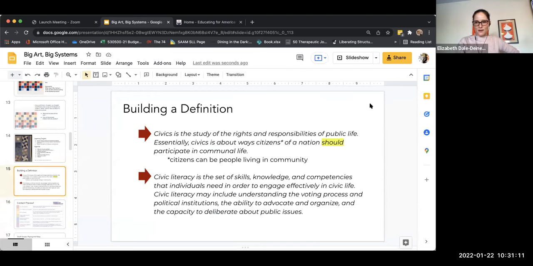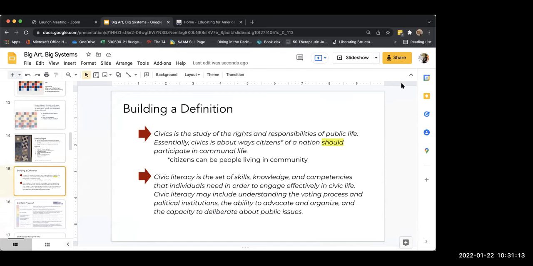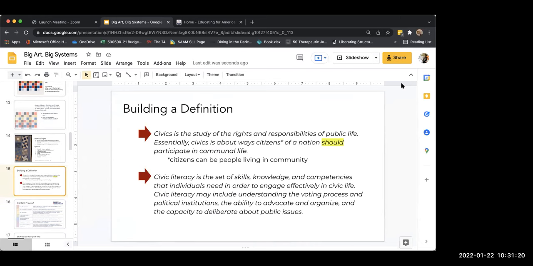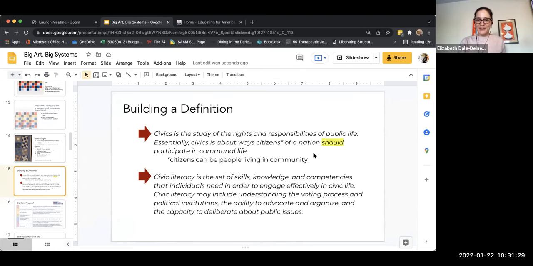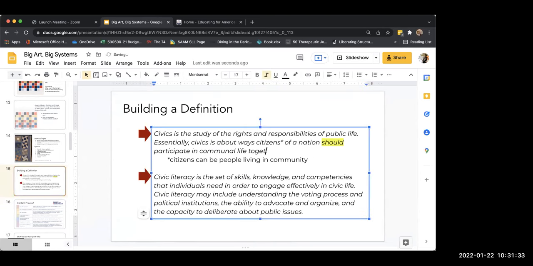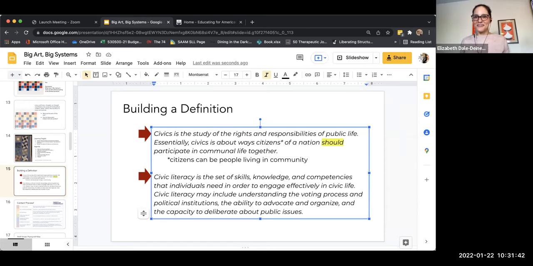Does that feel right? I'm so sorry, I have my hand raised. Jump in, yeah. I wanted to add something to the first one, not to belabor it. No, please. Upon the reading, I just thought that the word "together" should be added there. Where would you like to put it? At the end. So it would read, civics is the study of rights and responsibilities of public life. Essentially, civics is about ways citizens of a nation should participate in communal life. Oh, did you already put it in? I just added it in on your suggestion.